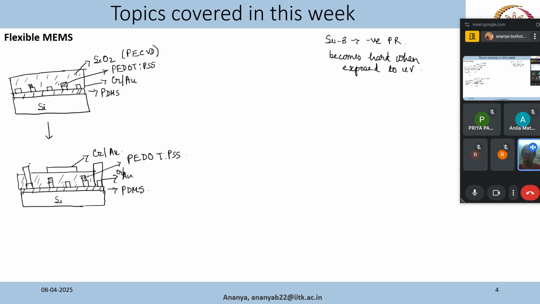Okay, so we want our SU8 pillar here on top of this chrome gold layer, so we will do the exposure only here. That will make it hard, and the remaining portion will remain soft, and that we can easily remove using SU8 developer. Okay, so we use specific SU8 developer to remove the unexposed region.